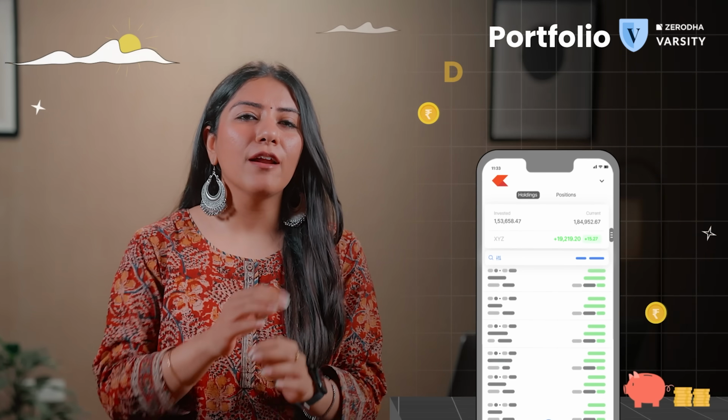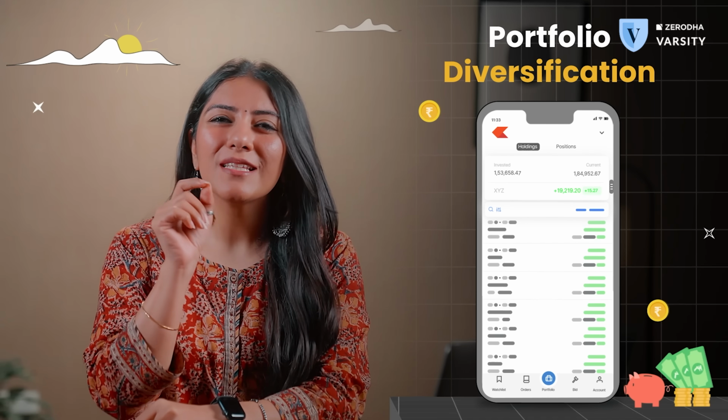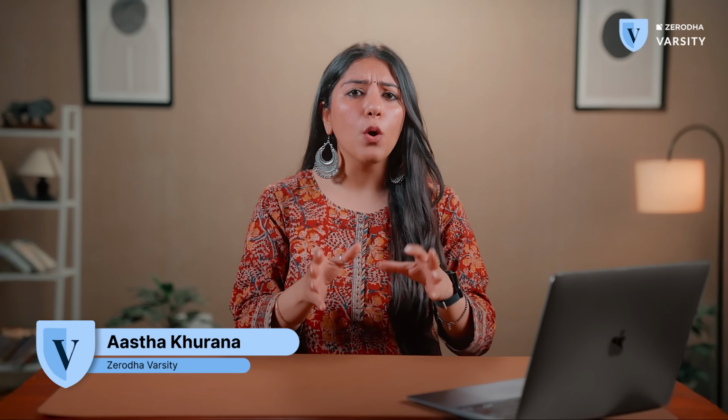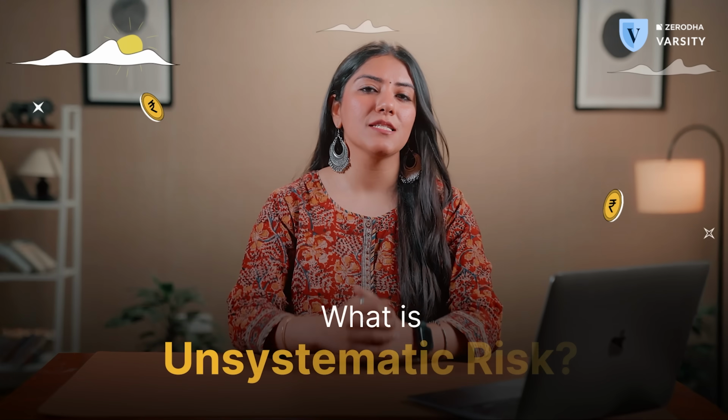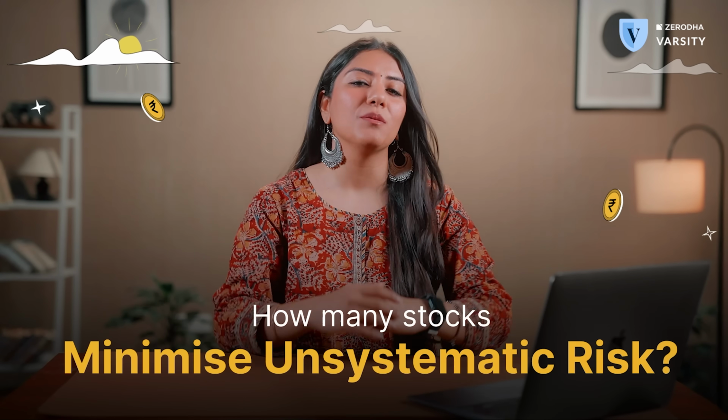Many people believe that in order to properly diversify their portfolio, they need around 40 to 50 stocks. But what if I tell you that is not really the case? We diversify to reduce a specific kind of risk called the unsystematic risk. So before we talk about the numbers, we first need to understand what is unsystematic risk and how many stocks we actually need to minimize it.